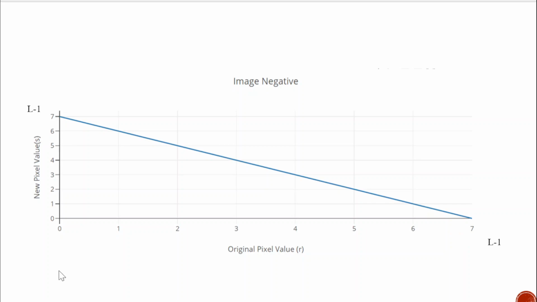So this is a very basic, simple image negative transform. I hope this made your concepts more clear.